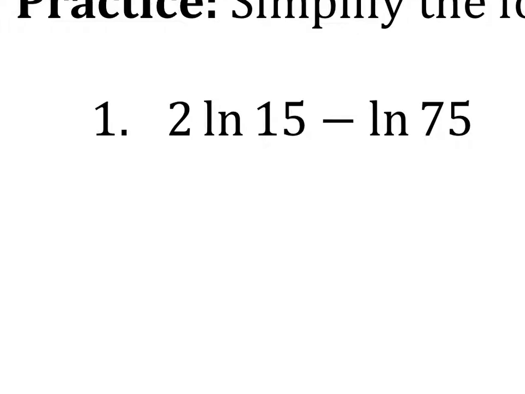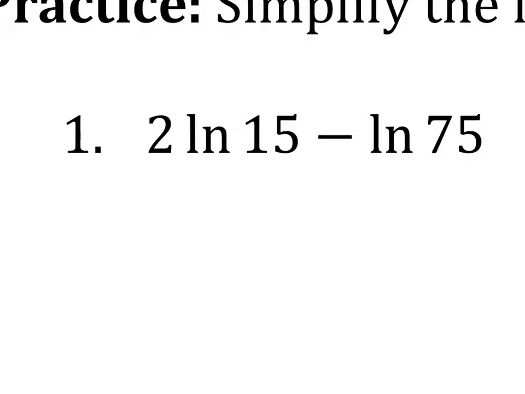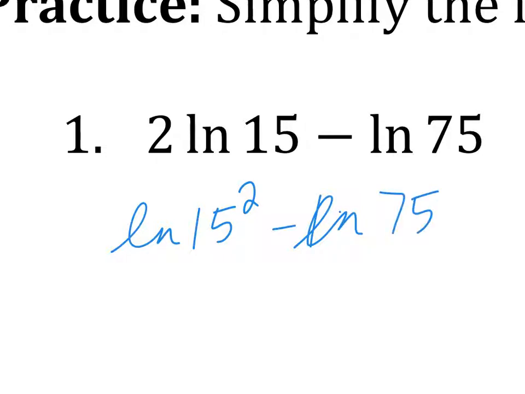We can still apply the log rules. So what should we do first to combine them together? Okay, let's go with Alana. What should we do first? Alana, you're stealing her thunder. Change the first one to 15 squared. Good. So natural log 15 squared minus natural log 75. Okay, Alice, what's next?